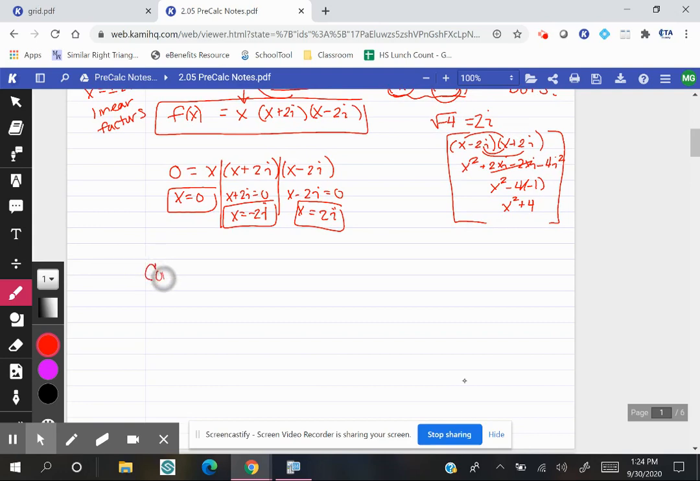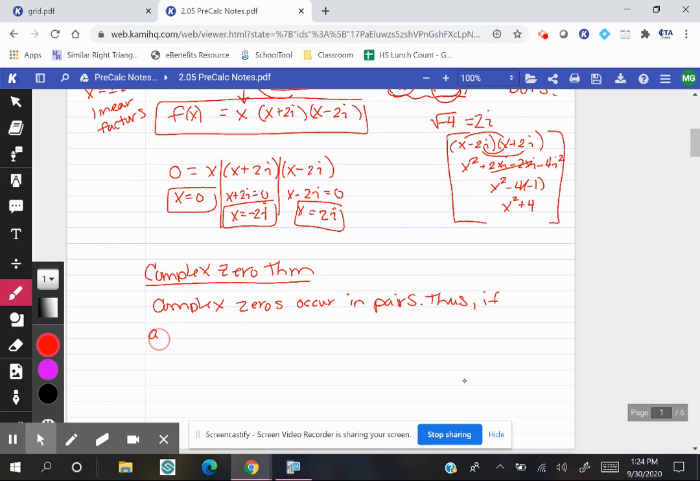Next, we're going to talk about the complex zero theorem. So what that says is that complex zeros are always going to occur in pairs. Thus, if a plus bi, a complex number, is a 0 of a function, then a minus bi, so its conjugate, is also a 0. So they occur in pairs.